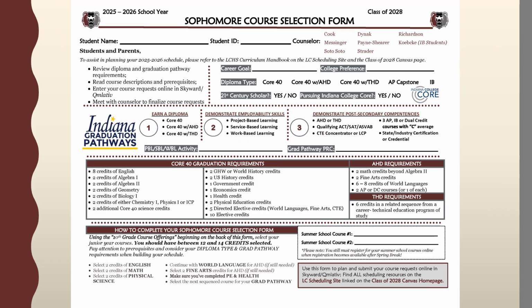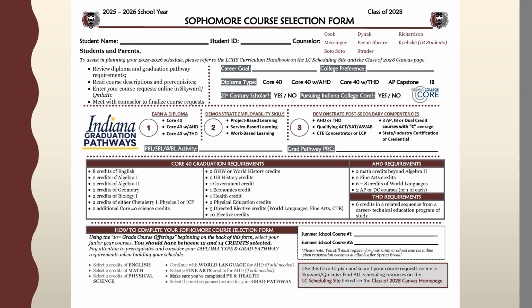Let's take a look at your course selection form. You will use this form to review diploma requirements, graduation pathways requirements, and build next year's schedule. Make sure that you print your first and last name, student ID number, and select your assigned school counselor.